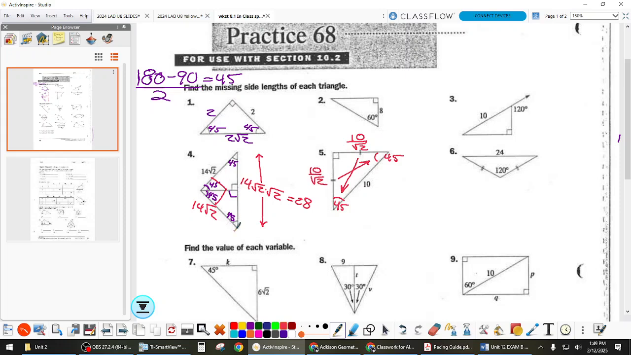Okay, all right, we're going to stop there. If you didn't finish these, do them for tomorrow, please. We'll check the rest.